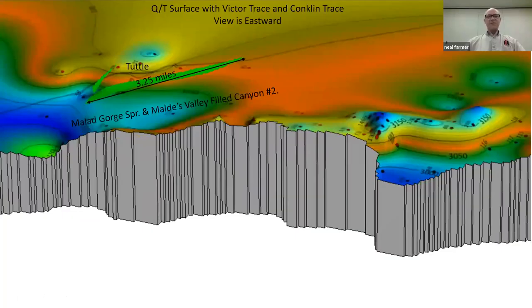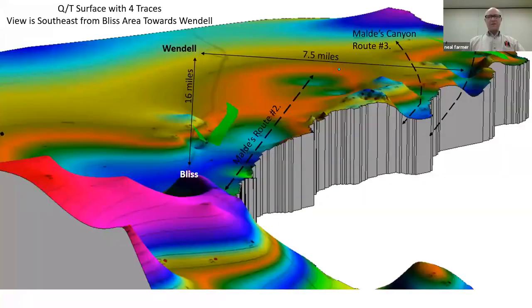So we did some dye tracing here many years ago, a 3-mile trace that basically went right down the canyon to Malad Gorge, and another short trace over from this direction, which is also consistent with the QT model, along with the water table map and Maldi's mapping in this area.